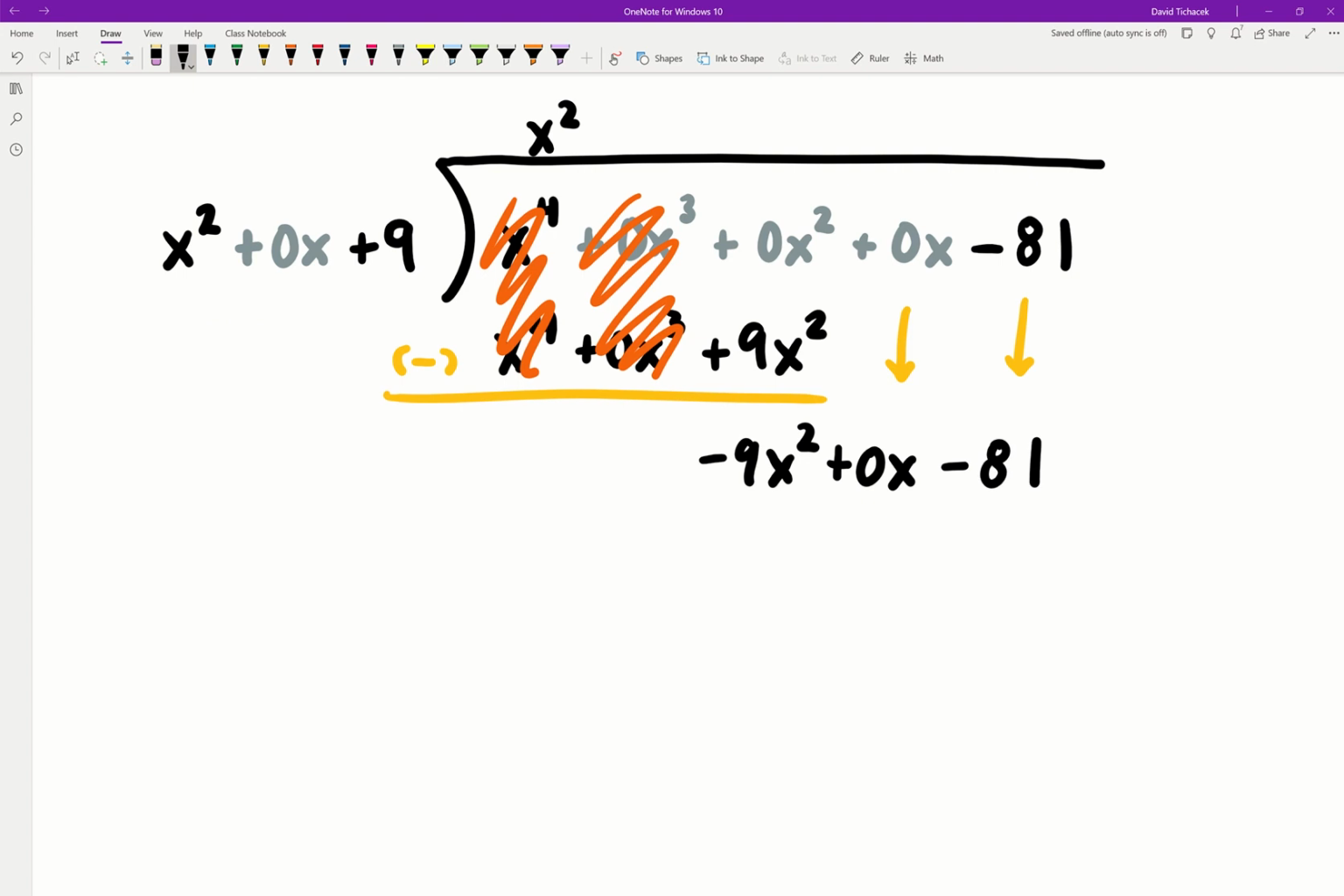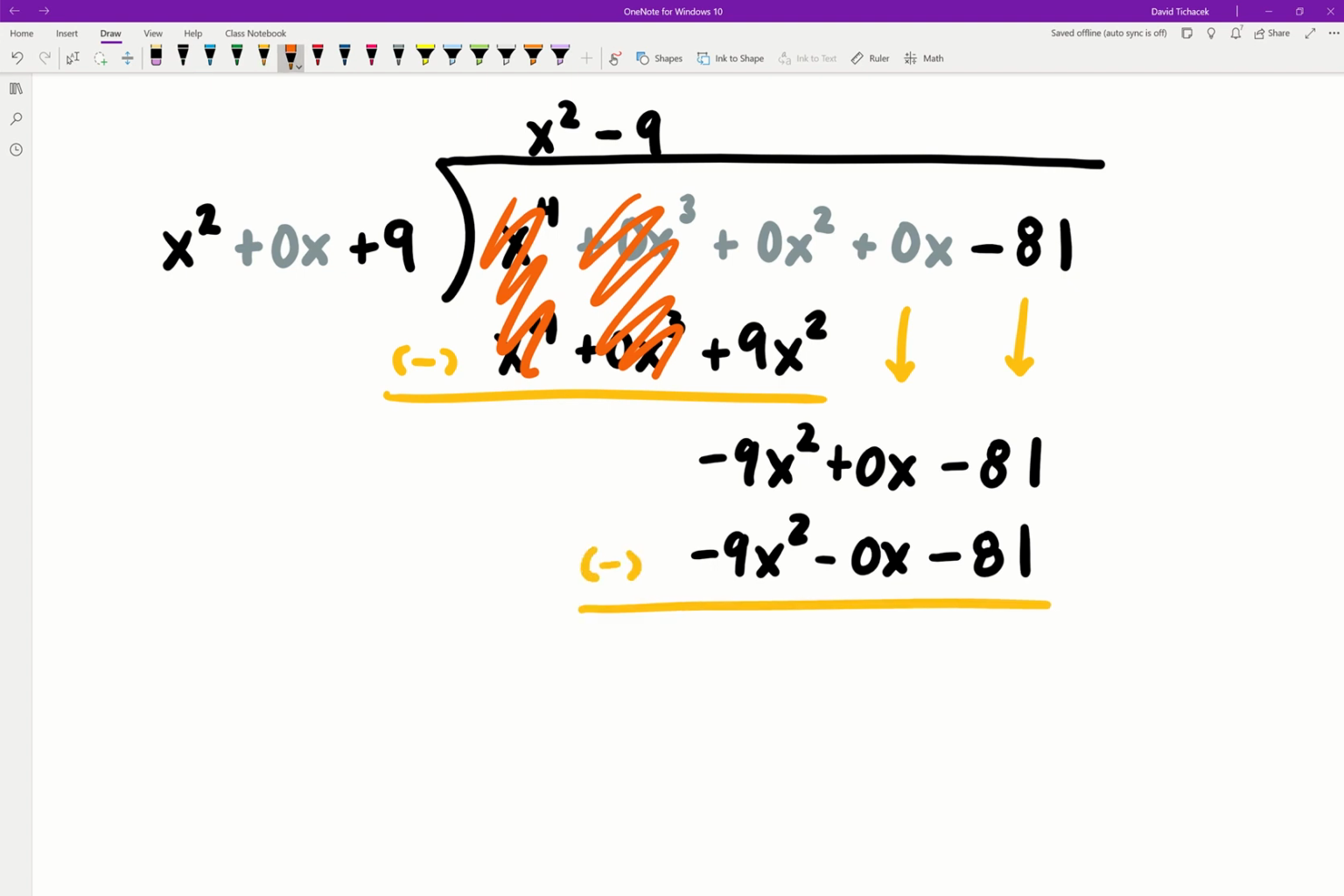Okay, and so now comparing, we are going to see here that a minus 9 will do the trick, so we'll distribute that into our divisor and write the result below here. So that'll be negative 9x squared minus 0x minus 81. And then of course doing the subtraction here, we are going to see that not only does your x squared column cancel, not only does your x column cancel, but also your constants cancel here too. That's negative 81 minus negative 81, and that would become 0.